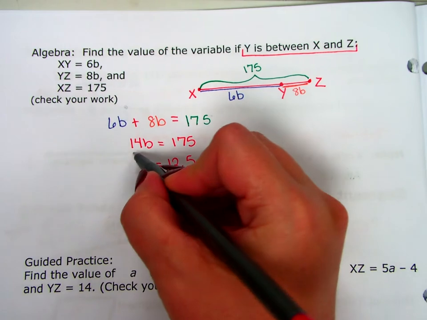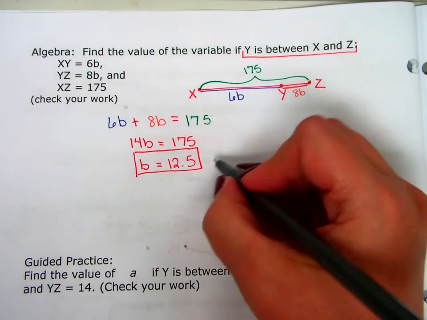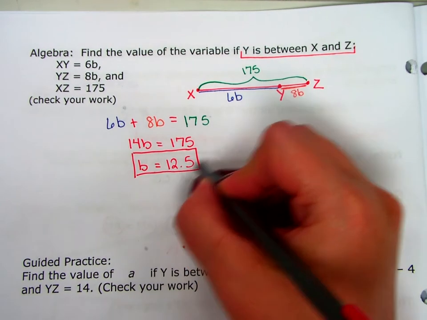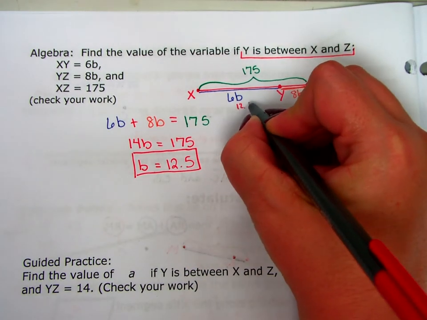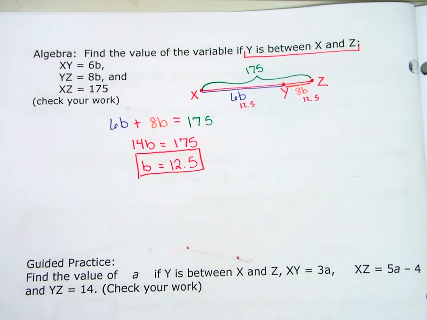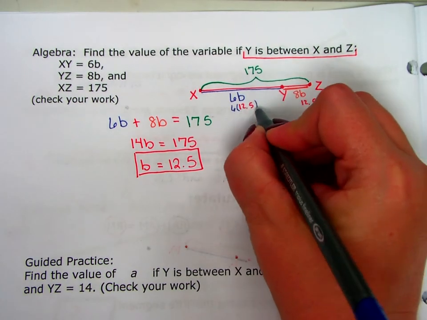I did find the value of the variable, so that part's done. That's my answer. And I don't have any units here, so I don't have to write units. If you want to write the word units out, you can. But to check my work, I need to substitute this b back in. So I need to put a 12.5 here, and a 12.5 here, and see how long those segments are. So the first one, what is 6 times 12.5?